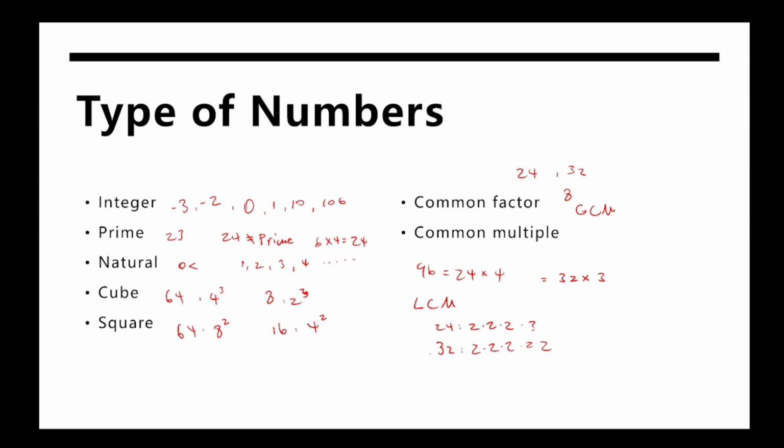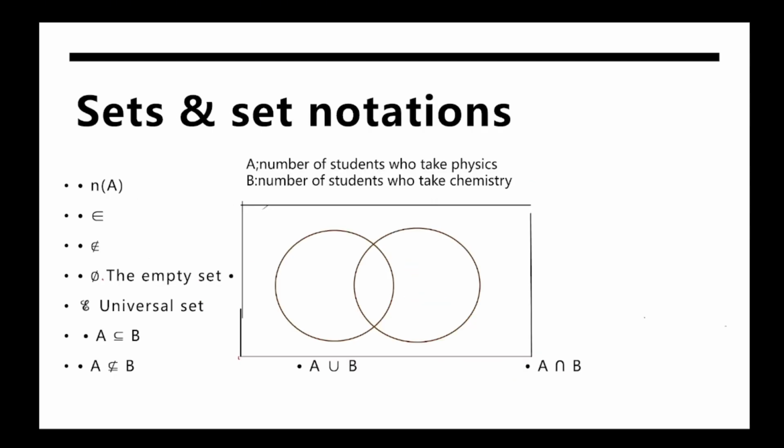And to calculate the least common multiple, you multiply the greatest common factor, 8, and the rest of the factors. So this will be 8 times 2 times 2 times 3, which is 8 times 4 times 3, which is 96.